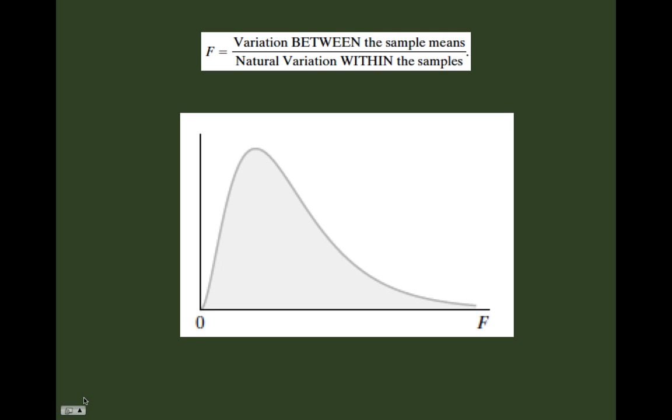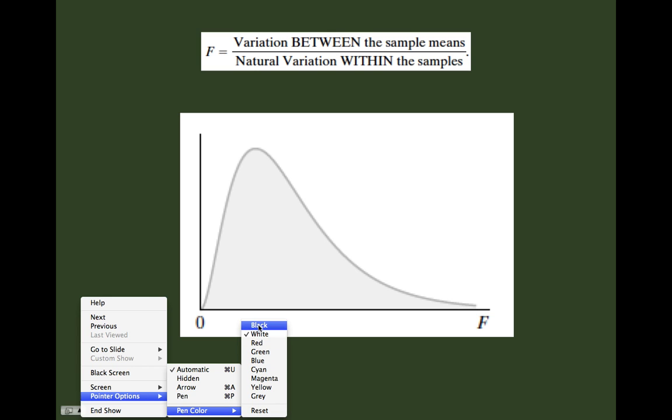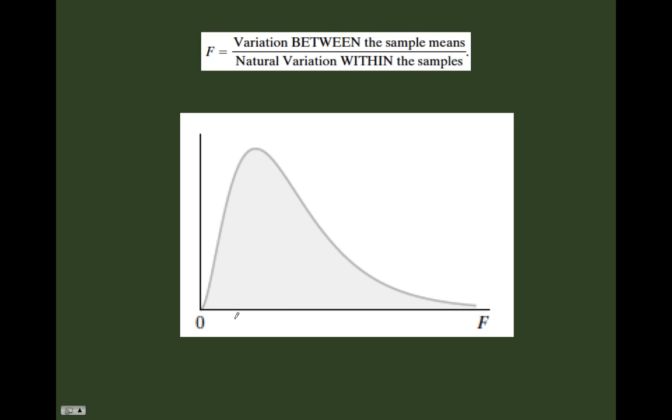I want to change my pen color. All right. So there's a natural, typical range. This would be consistent with H naught. And then there are the extreme values of F out this way. And there's going to be some particular value of the F statistic. So this is the F we would get from data. And so again, the p-value is always going to be the right tail area.